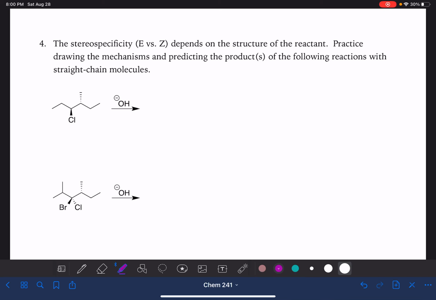The next few problems on this worksheet are going to deal with the stereospecificity of the E2 reaction. Stereospecificity is something that we need to take into consideration when the E2 reaction is forming a double bond between two chiral carbons. So this is going to be when we form a carbon-carbon double bond between two carbons that are chiral.